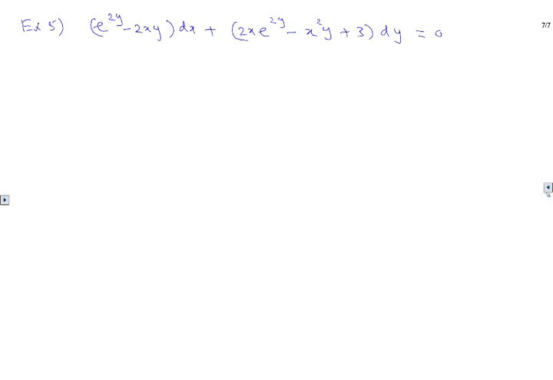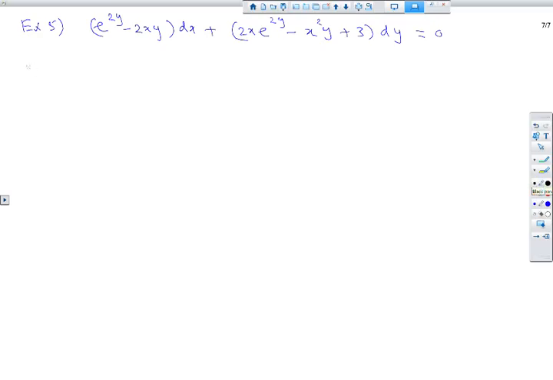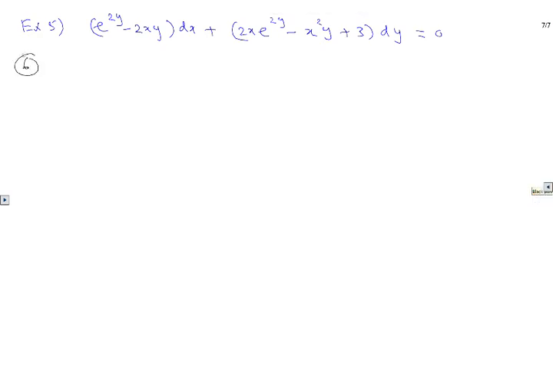Now the last type is what happens sometimes when you look at the differential equation: you do not get an exact equation. So I'm going to say almost exact equations. Solving almost exact equations.